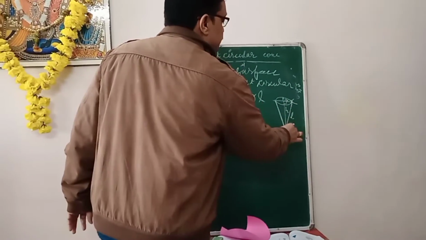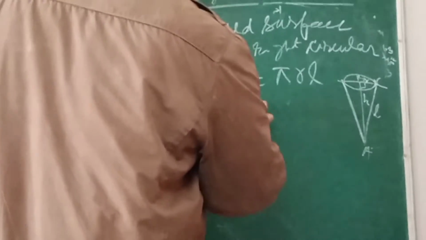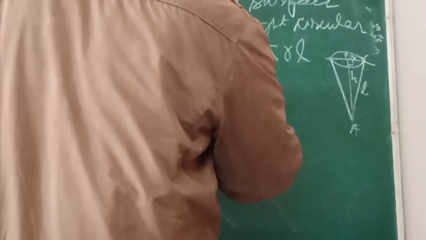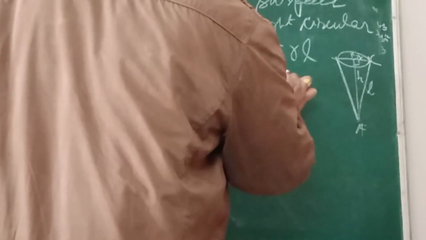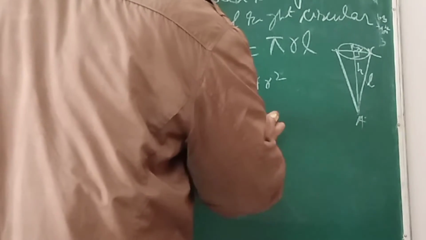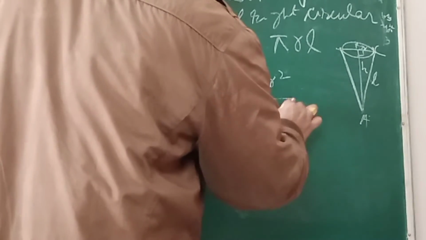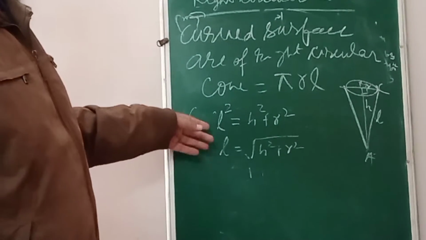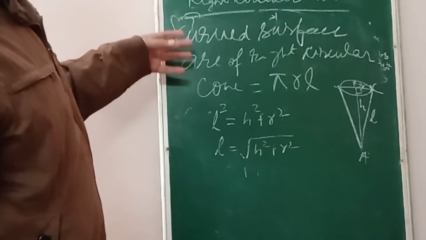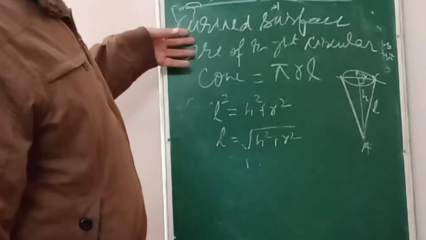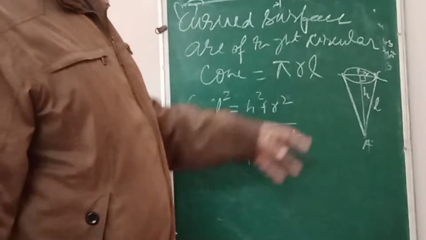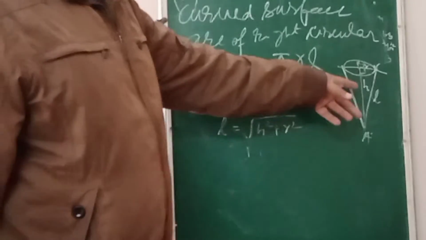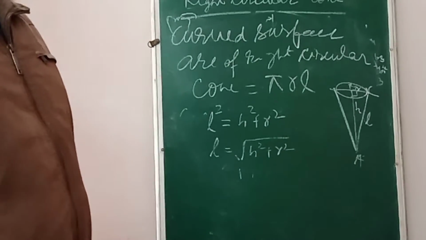From the Pythagoras theorem, this is the hypotenuse. So hypotenuse squared is equal to perpendicular squared plus base squared. So L is the square root of h squared plus r squared. This figure and this relation we should also remember. So now we know the curved surface area, the slant height, the base radius and the height of a right circular cone.